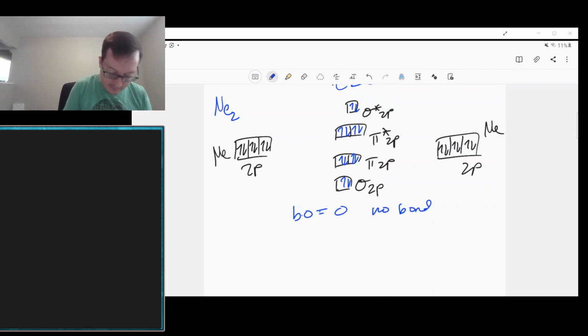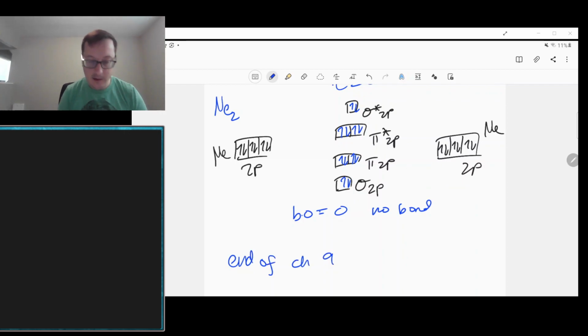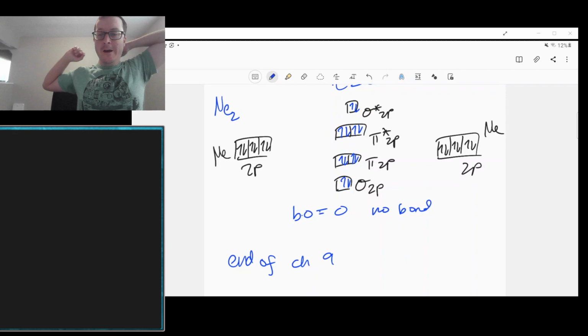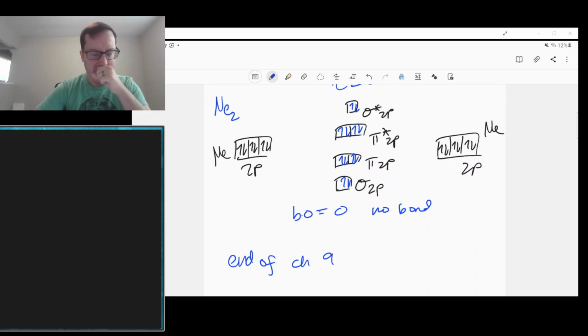That's the end of chapter 9 here. So chapter 10, we're going to study gases. And we're going to actually bring in some math finally. We haven't done math in a long time. I haven't been able to yell at you about sig figs for a while, so that'll be upcoming as well. So we'll start that next time.